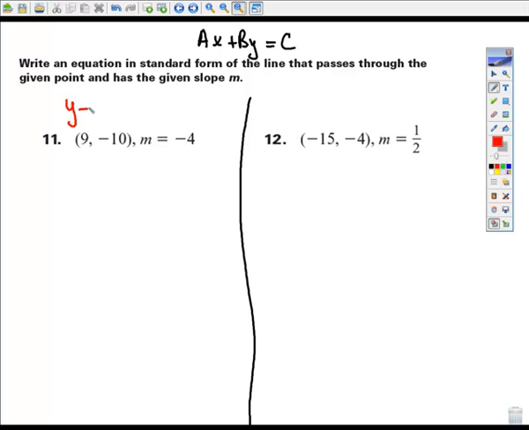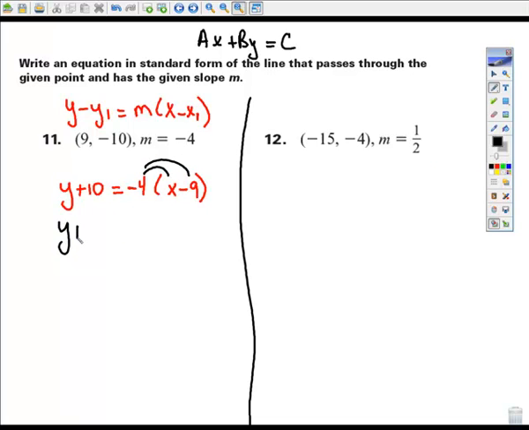Recall that point-slope is y minus y1 equals the slope times the quantity x minus x1. So I have y minus negative 10, which is plus 10, equals m times x minus x1. Now I have to manipulate it so my x's and y's are on the same side. So the first thing I'm going to do is distribute the negative 4. So I get y plus 10 equals negative 4x plus 36. Oops, not 30, or 3x plus 36. I want to move the x to this side and the 10 to the other side.